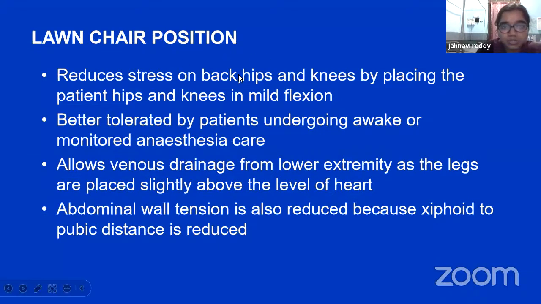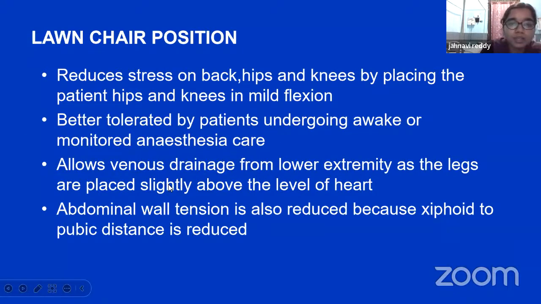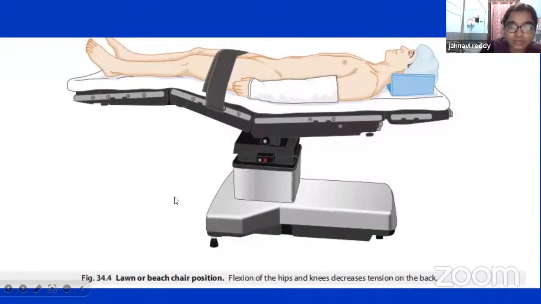Lawn chair position reduces stress on the back, hips, and knees by placing the patient's hips and knees in mild flexion, that is 30 to 45 degrees, and is better tolerated by patients undergoing awake or monitored anesthesia care. As you can see in this picture, the legs are above the heart level, so venous drainage from the legs is also better in this position, and it maintains the hemodynamics of the patient well. Abdominal wall tension is also reduced. As you can see here, the legs are slightly flexed, so from xiphoid to pubic rami the space is reduced. So abdominal tension is also reduced. It is not stretched.